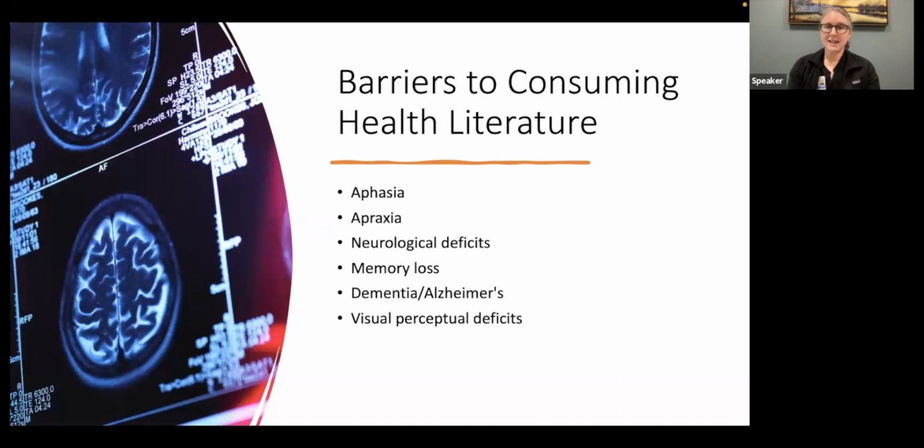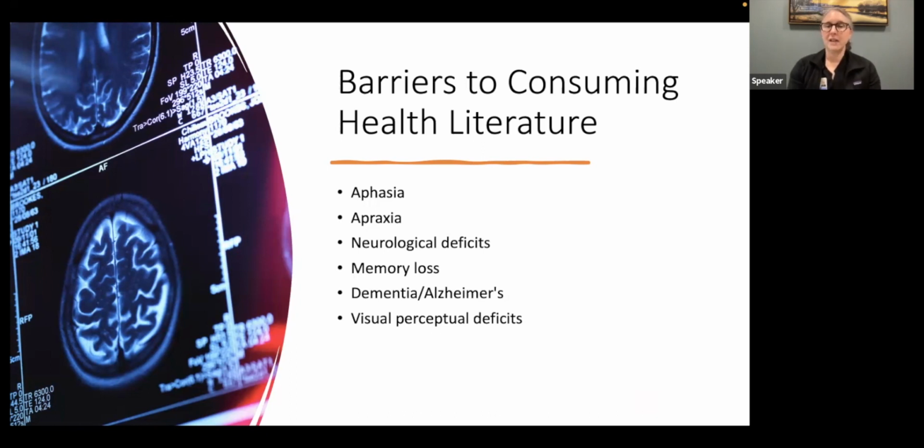For apraxics, most of them, if they are truly just apraxic, where they just have difficulty formulating the words, they will probably be able to consume that health literature quite well. However, we want to make sure that we test their other neurological areas so that they don't have any memory or attention deficits that would also impair their ability to consume that health literature.